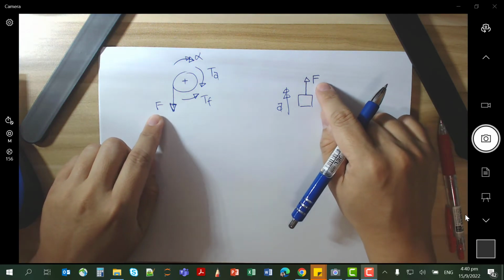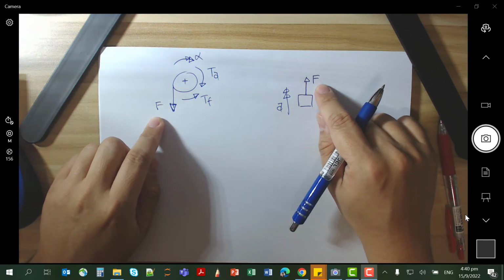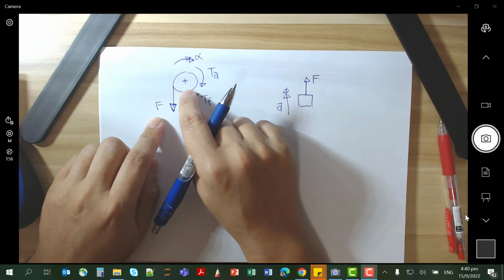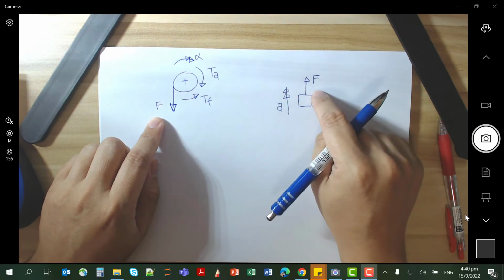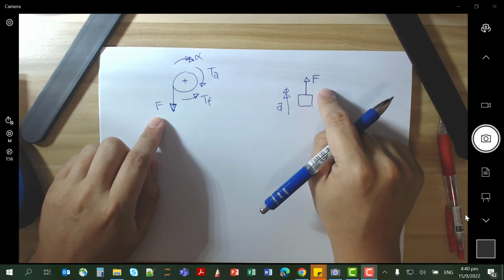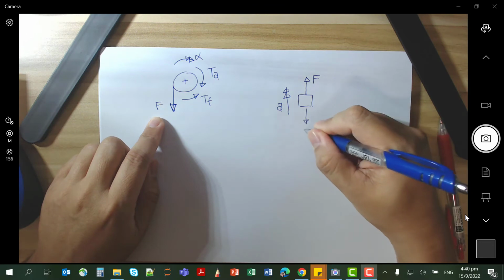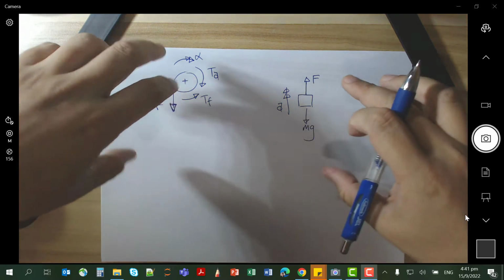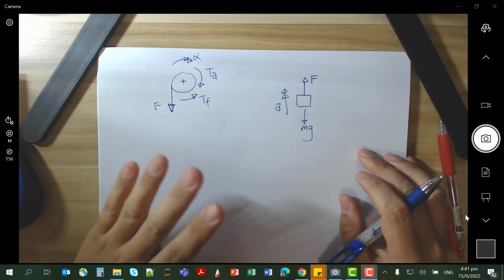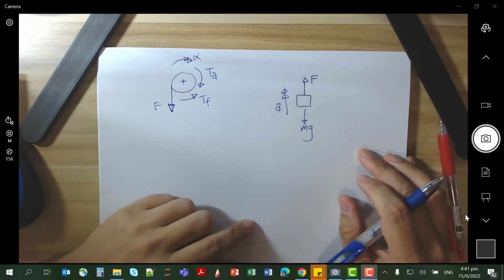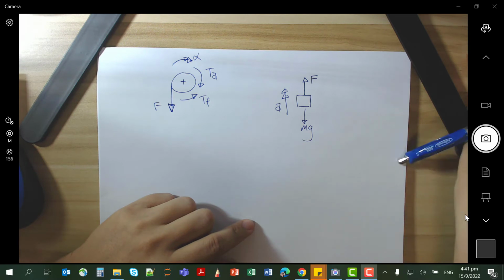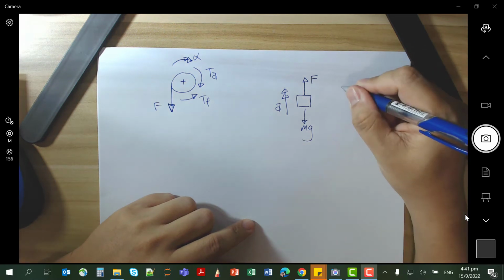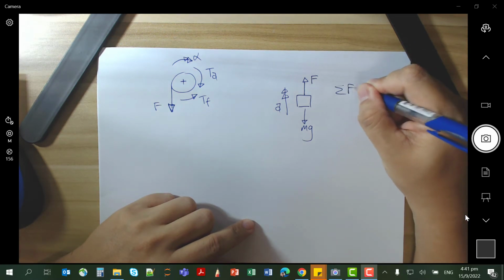Okay, these two in fact are equal. What I'm pulling down is what will be pulling the object up, similar. And then you have weight. Then you solve these two separately using their own sum of forces equals ma. So for the linear case, very simple, straightforward. Sum of forces equals ma.